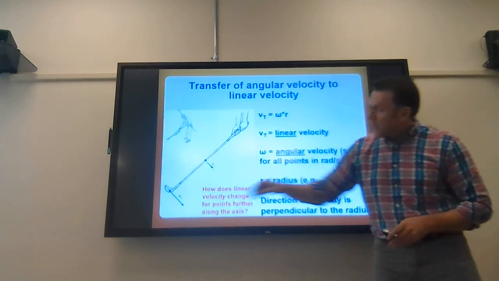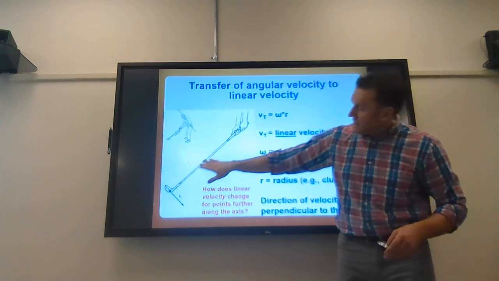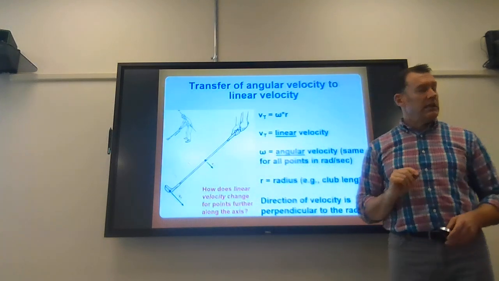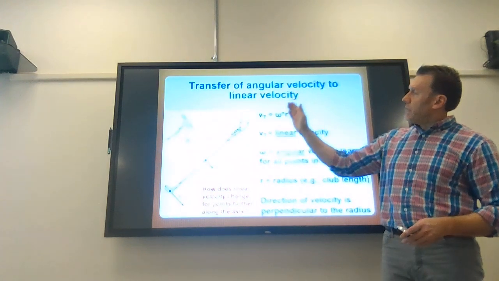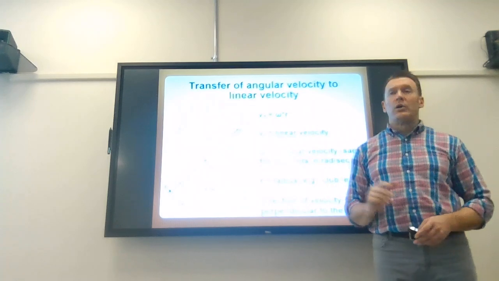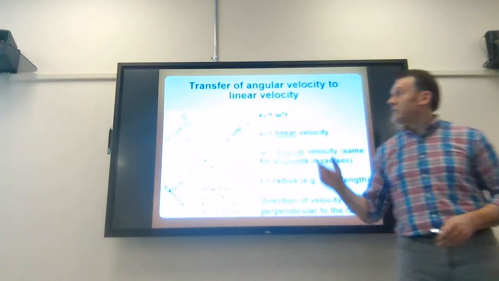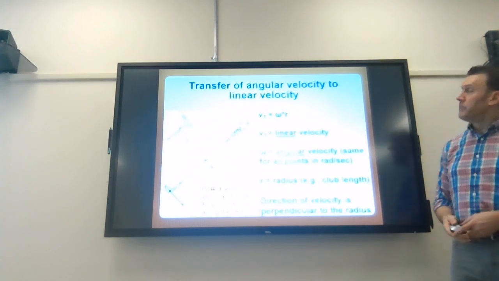So the answer to this question is, at all points that are further from the axis, the linear velocity is going to be higher. As the radius goes up for a given swing speed, linear velocity will go up, and the take-home message is the ball goes further, or the ball goes faster.